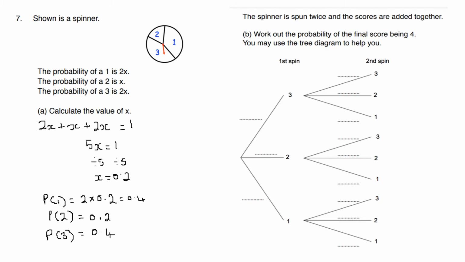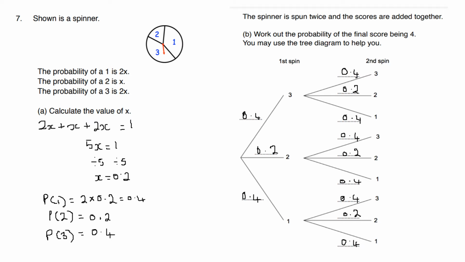So the probability of spinning a 3 is 0.4. The probability of spinning a 2 is 0.2. And of spinning a 1 is also 0.4. Now you can see that the probabilities don't change on the second spin. And that's because these events are independent. So if I spin a 3 on the first spin, that does not affect the probability of me spinning a 3 on my second spin.